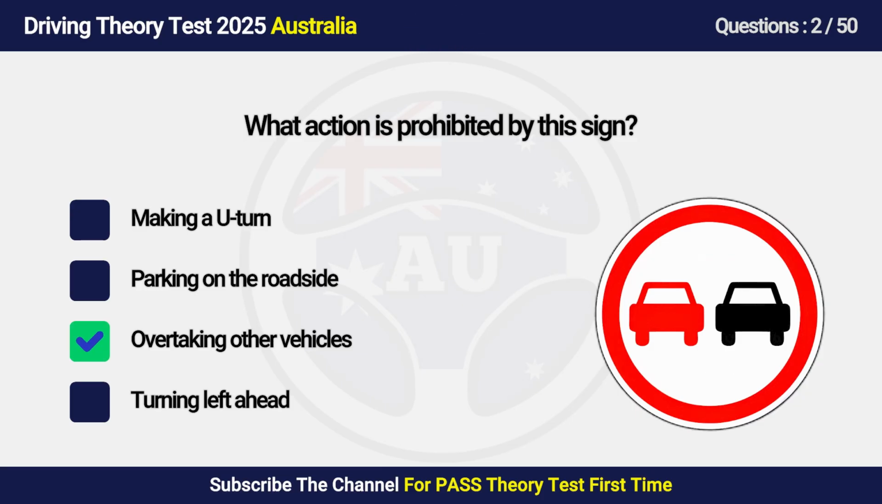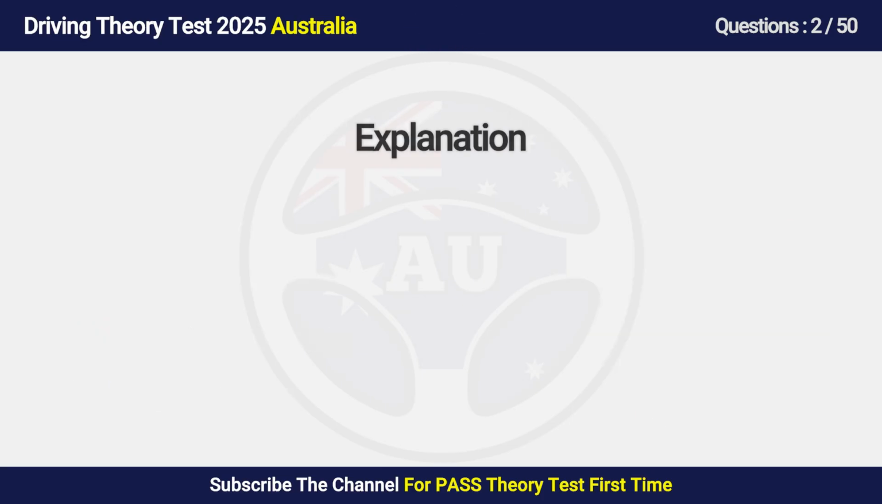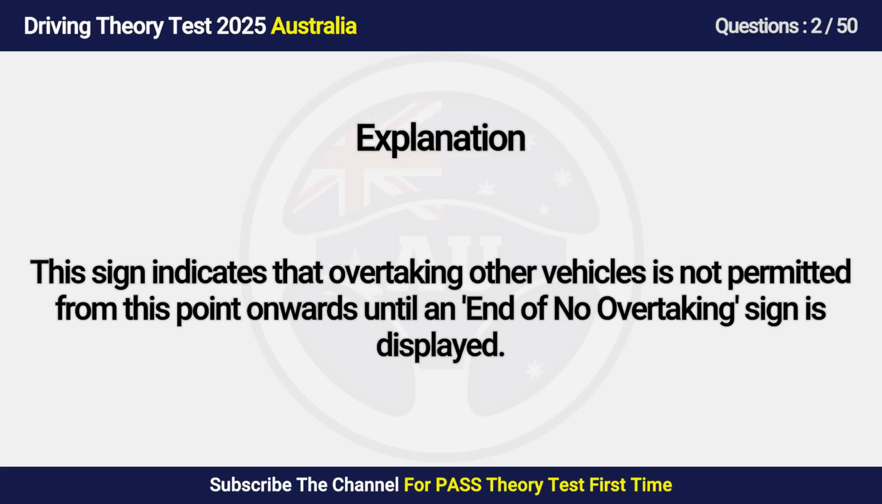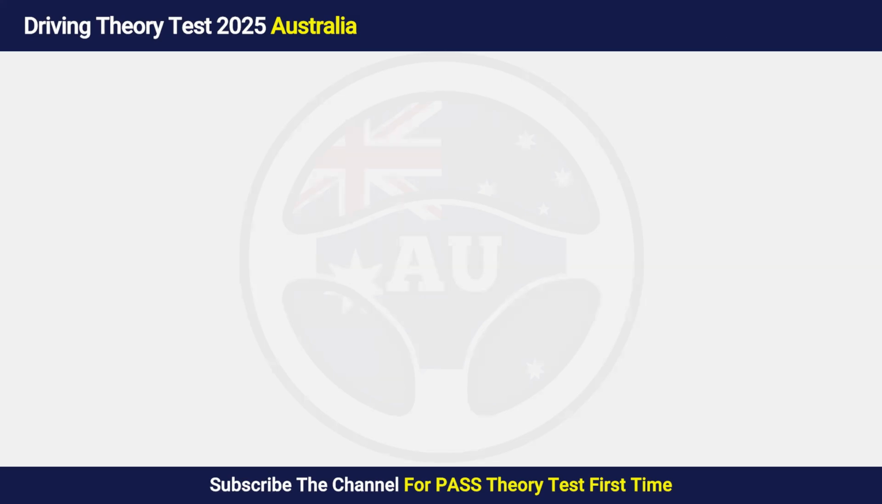Answer is C. Overtaking other vehicles. This sign indicates that overtaking other vehicles is not permitted from this point onwards until an end of no overtaking sign is displayed.